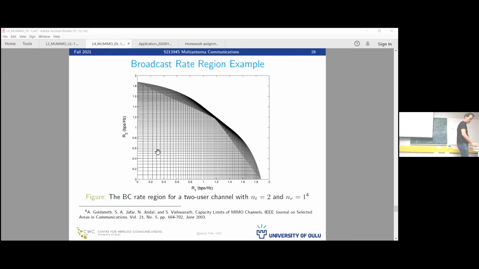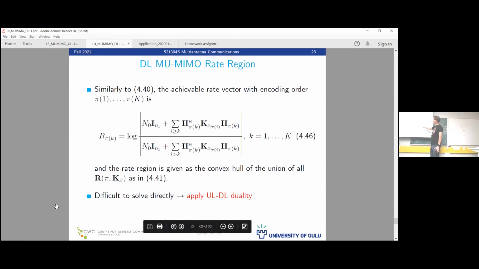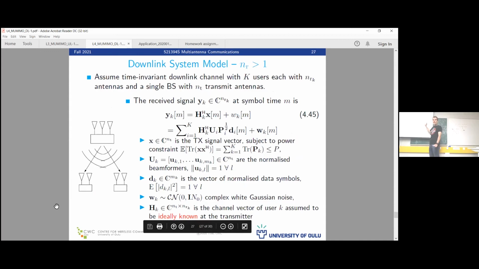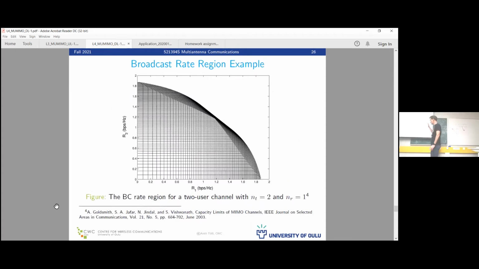Okay, time is up. The multi-antenna extension is very straightforward, but it's excluded from the first midterm because I don't have time to cover it. So the first midterm will include everything up to this slide, and the homeworks.